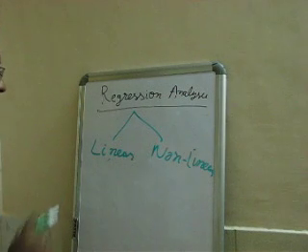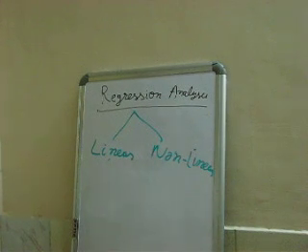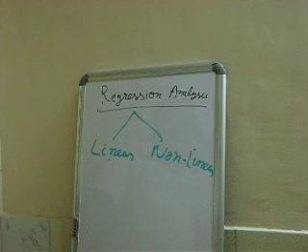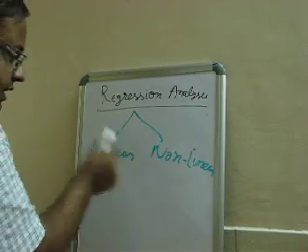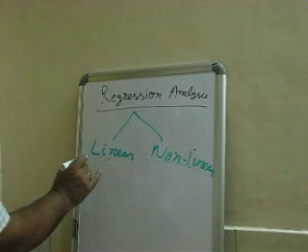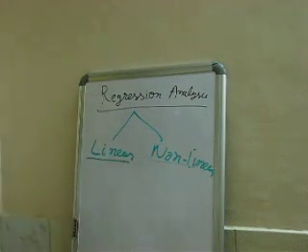So linear, you generally get a straight line. It can be in positive direction or negative direction, and non-linear you get different curves. It can be a logarithmic curve, it can be sine curve, parabola, hyperbola, or anything. In this session I'm not going to discuss non-linear regression analysis. Here I'm just going to discuss linear regression analysis.